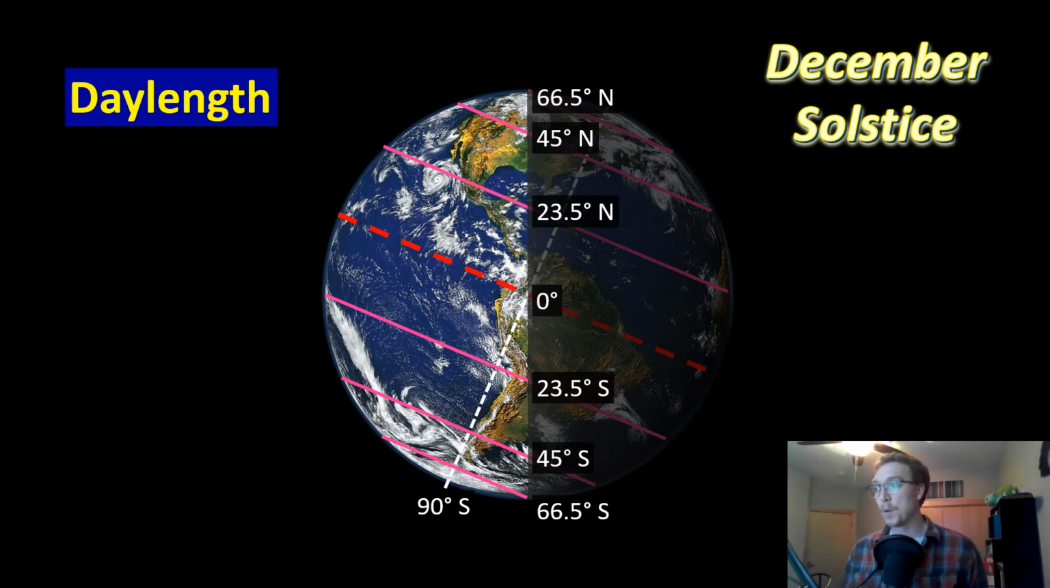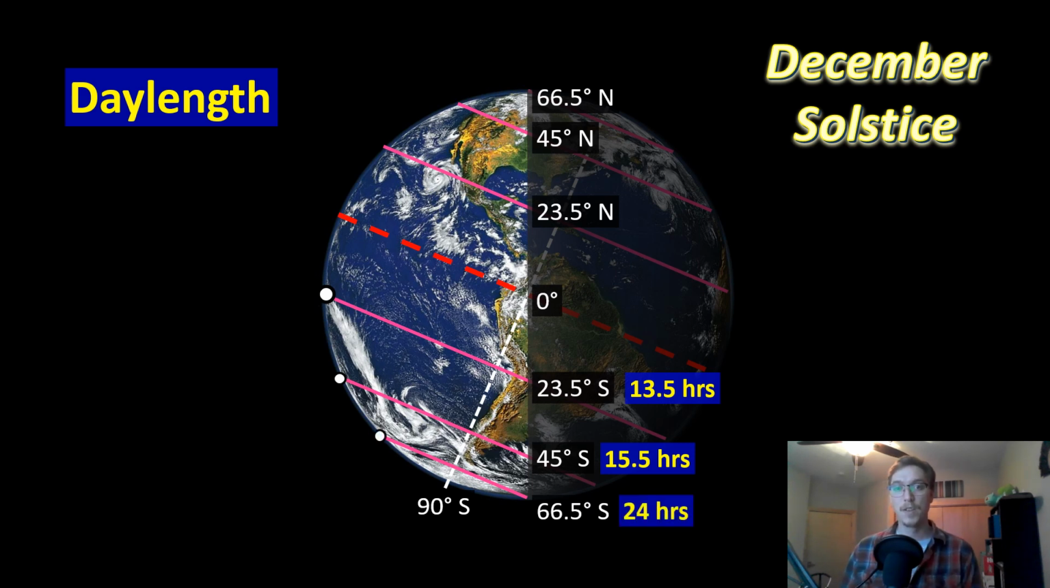If we look at this from the perspective of day length, at 23.5 degrees south, the subsolar point, 13.5 hours of daylight. 45, 15.5 hours of daylight. 66.5, 24 hours of daylight. In the Antarctic, it happens too. Now going back up to the equator, 12 hours of daylight.